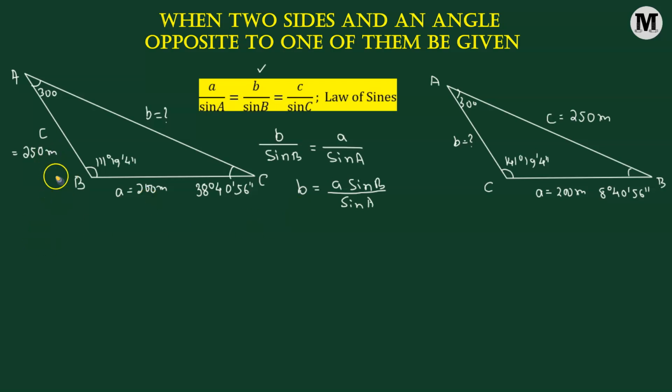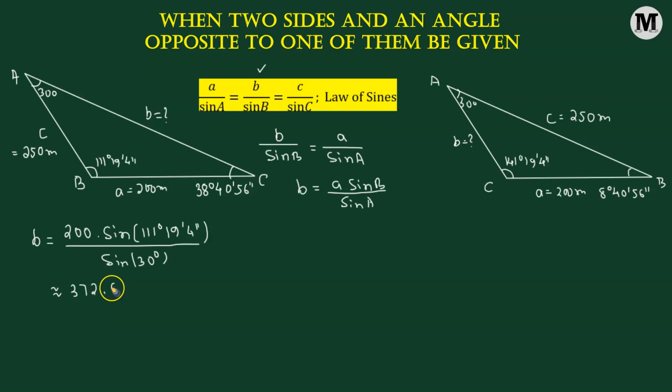Okay, fine. So let's calculate the measure for B for the first triangle. Here B is going to be equal to A, that is 200 units, multiplied by sine of angle B. Angle B, we computed as 111 degrees, 19 minutes and 4 seconds. This is going to get divided by sine of angle A, that is 30 degrees. We can plug this into a calculator and B comes out to be approximately 372.631 meters. Since angle B is the greatest of all three angles, the side opposite to it is also going to be the longest side. That's why B comes out to be greater than the sides A as well as C.